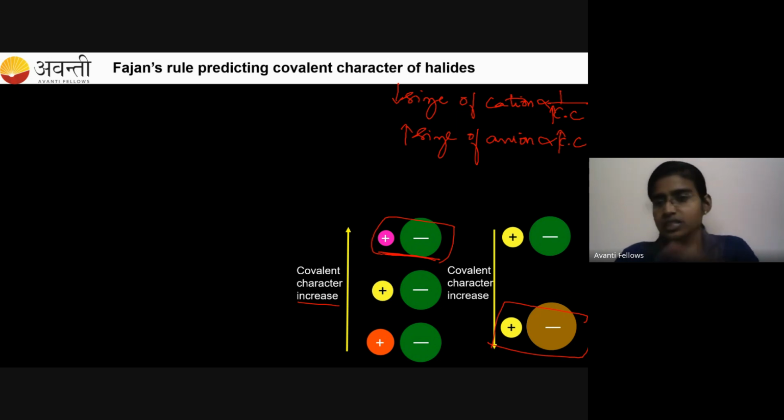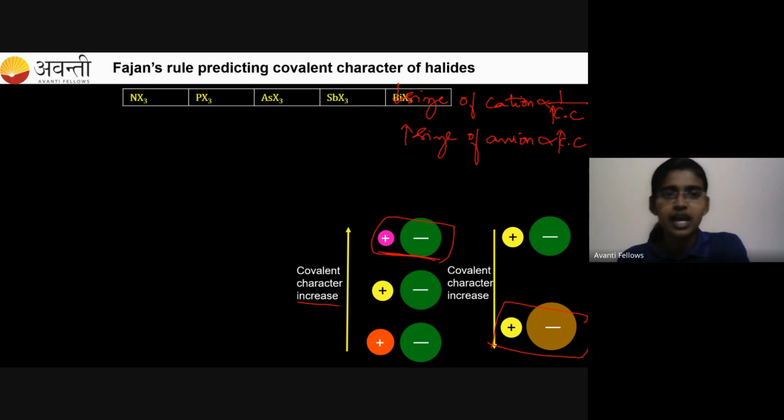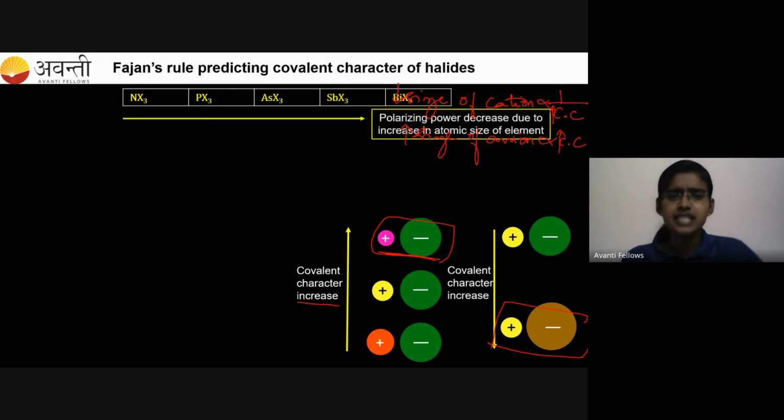Okay, so this relation alone you study. You don't have to confuse with anything. Size of the cation is inversely proportional. Size of the anion is directly proportional. Charge is directly proportional to covalent character. These three rules you study. These three are the Fajan's rules. Okay. Now let's go with the halides of this group elements. So these are the halides with the +3. Now the polarizing power.